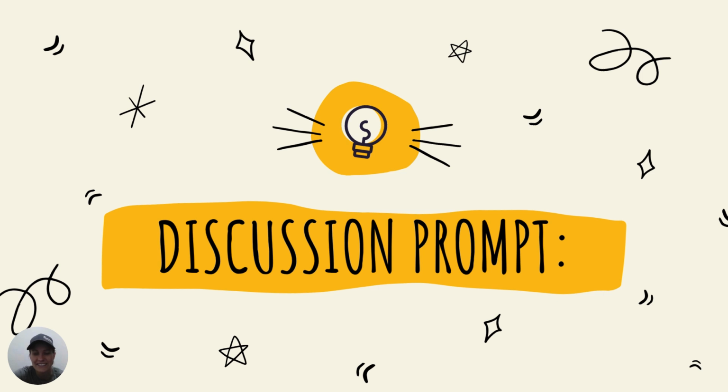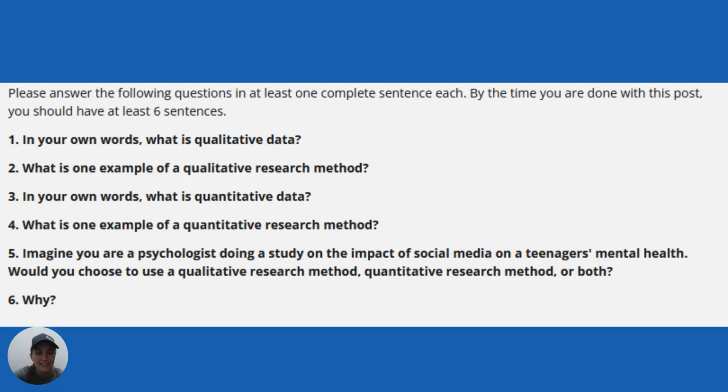All right, let's go into your discussion prompt then. Here it is. Please answer the following questions in at least one complete sentence each. By the time you're done with this post, you should have at least 6 sentences. So, number 1, in your own words, what is qualitative data? You can find all that information in the reading. There's really no need to do an internet search or anything. It's all right there in the lesson. Read about qualitative data, look at that definition and put it right there in your own words in a complete sentence. Number 2, what is one example of a qualitative research method?